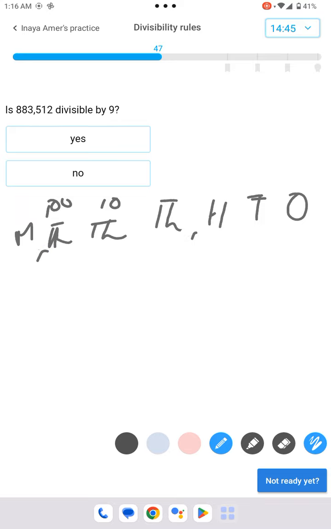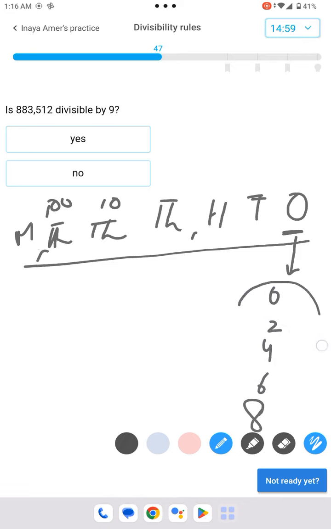So remember that this is the ones place. If the ones place has 0, 2, 4, 6, or 8, then the number can be divisible by 2. I repeat again, if the number has 0 at the ones place, or 2 or 4 or 6 or 8, then the number can be divided by 2.